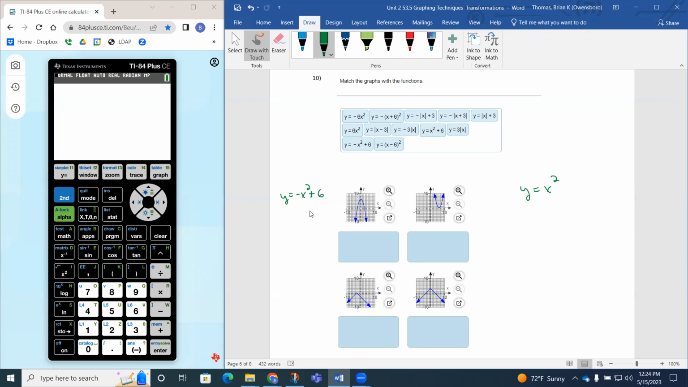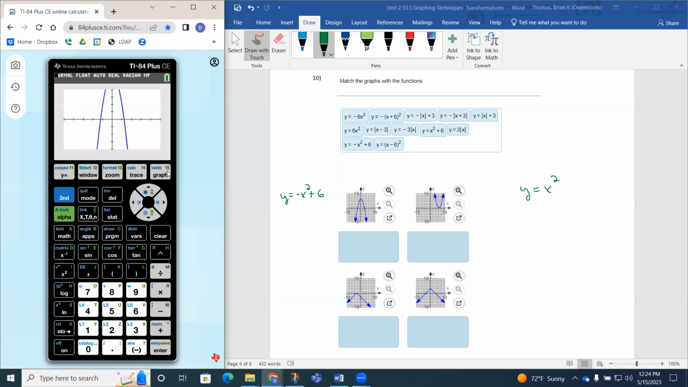If I use my graphing calculator, I want to double check that and see if that works. So I have negative x squared plus six. If I graph that, I need to change my window again, zoom and change it back to number six. It mirrors that pretty well for that one.